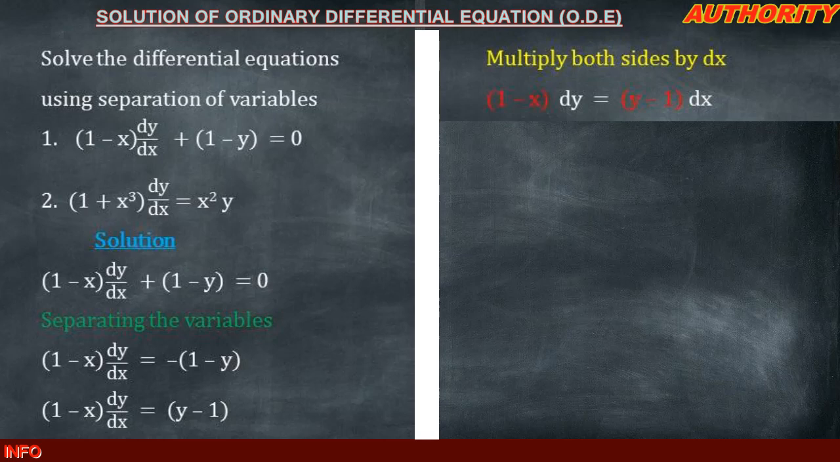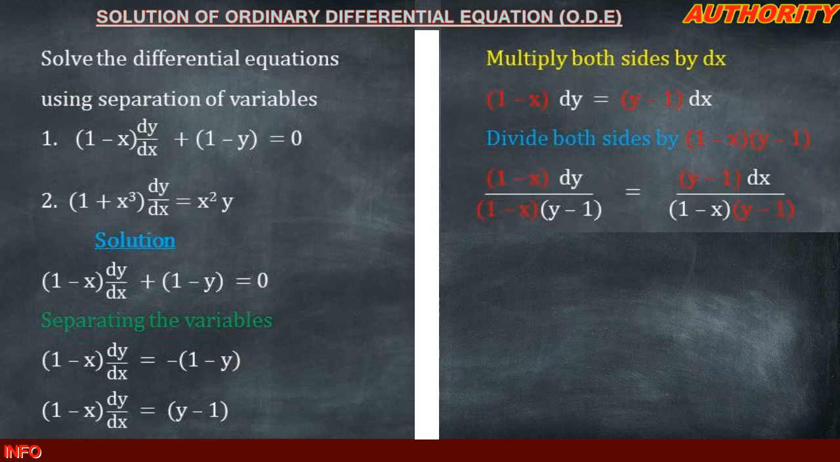Then going to the right-hand side, we have (y - 1) dx, and we only want x on the right-hand side. So we are going to divide both sides also by (y - 1). Doing it together, we divide both sides by (1 - x)(y - 1). We divide by (1 - x) to remove it on the left-hand side, and by (y - 1) to remove it on the right-hand side. Is that clear? When we do it, we have (1 - x) dy / [(1 - x)(y - 1)] = (y - 1) dx / [(1 - x)(y - 1)].